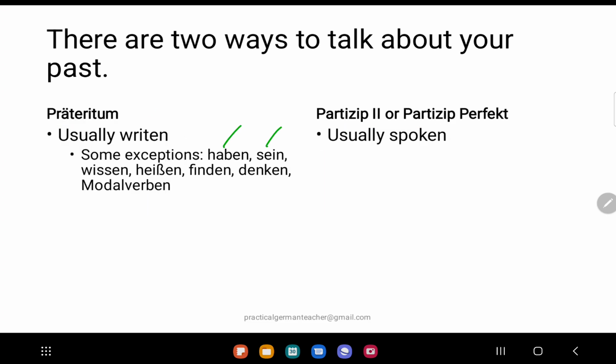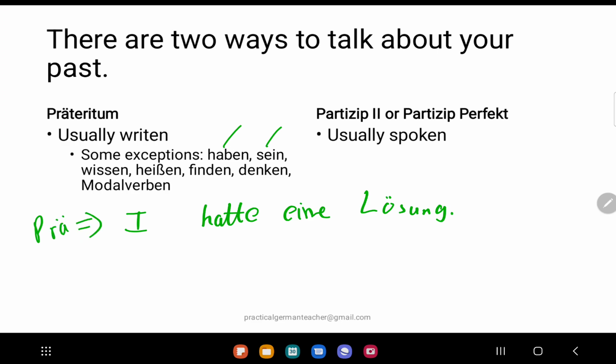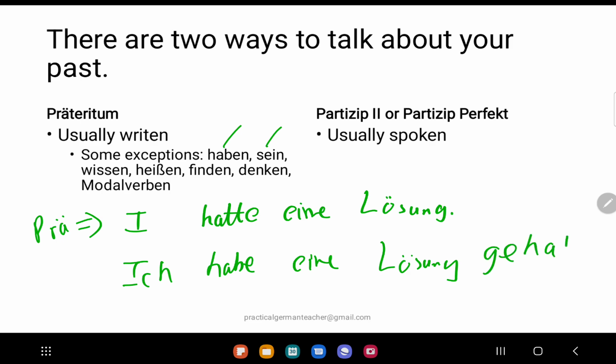For example, haben and sein, you should know. Why do I say that? If you want to say I had a solution, you will say ich hatte eine Lösung. This is Präteritum. If you want to use participle perfect to say this sentence, you will have to say ich habe eine Lösung gehabt. The participle of haben is gehabt. You will have to say it like this. You can just say the other one, right? Why make it that difficult?